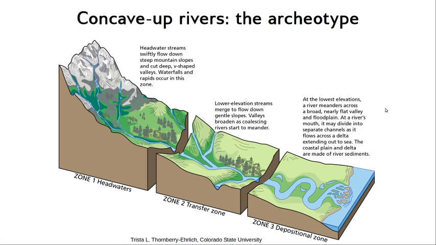This is in contrast to these concave up rivers, which are really the archetype. So I actually just pulled a figure from the National Park Service. And this shows a kind of classic view of a river starting in the mountains, going through this transfer zone, this middle zone where there's kind of uplands and floodplains, and then eventually going into these lower reaches, this depositional zone, and eventually ending in a river delta.